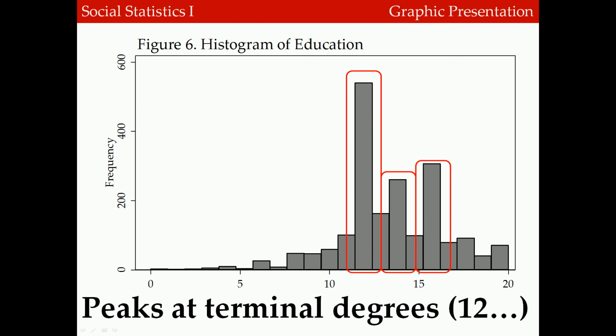We can also see that there's some evidence of peaking in the data. And so we see peaks basically at terminal degrees. For example, 12 years of education, 14 years of education, 16 years of education. These are probably terminal degrees like a high school education, an associate's degree, a college degree, and so on.